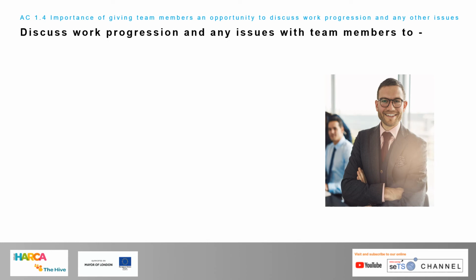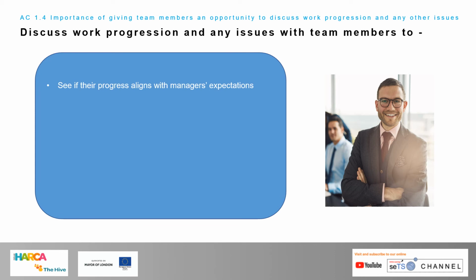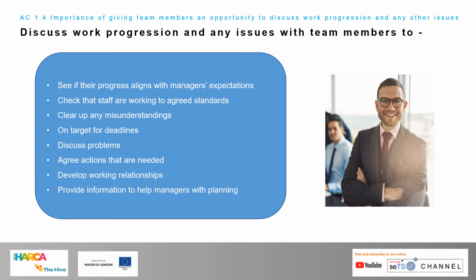Discuss work progression and any issues with team members to see if their progress aligns with managers' expectations. Check that staff are working to agreed standards. Clear up any misunderstandings. On target for deadlines. Discuss problems. Agree actions that are needed. Develop working relationships. Provide information to help managers with planning.